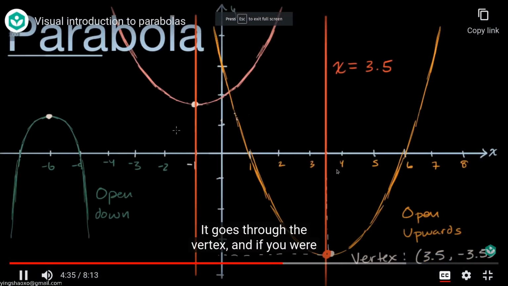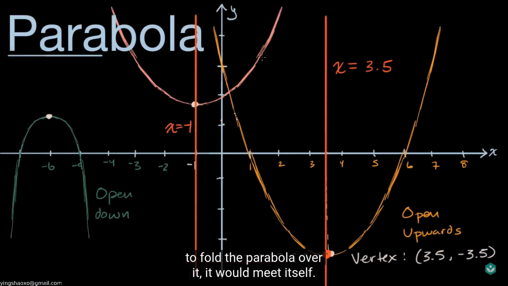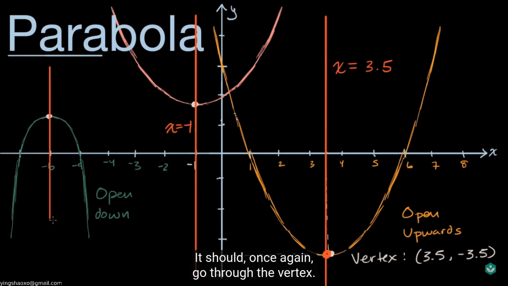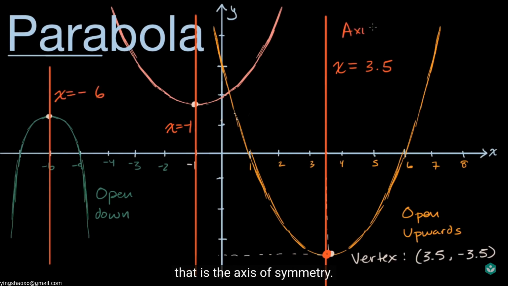The axis of symmetry goes through the vertex. And if you were to fold the parabola over it, it would meet itself. The axis of symmetry for this green one should once again go through the vertex. It looks like x is equal to -6. Let me write that down, that is the axis of symmetry.